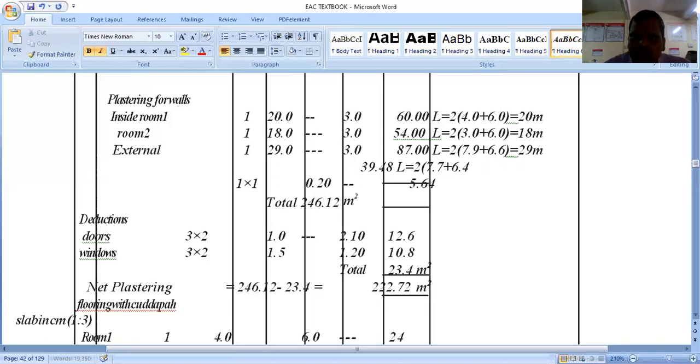Now just try to find out the calculations of the plastering of the first floor. Remember this: what is important is that you have to calculate the quantities floor-wise, and these parapet walls come under a different category. That's why I have just deducted these things.